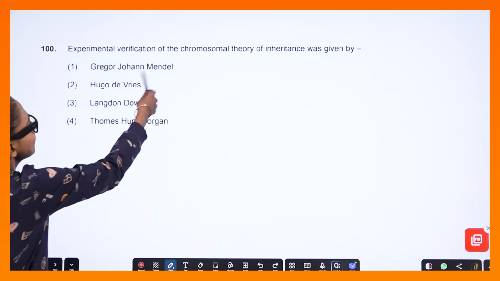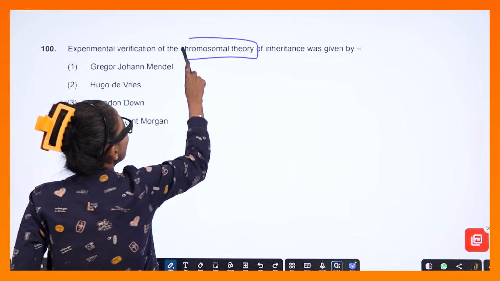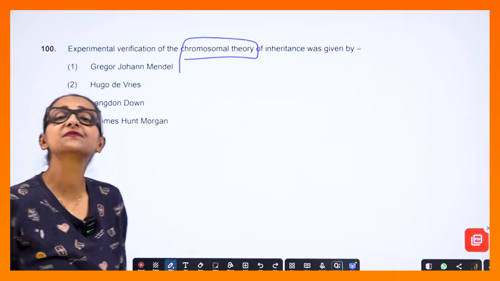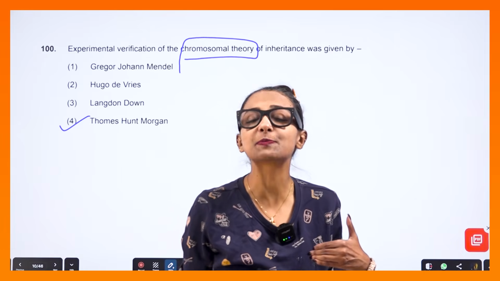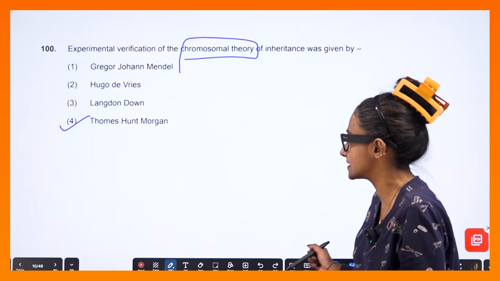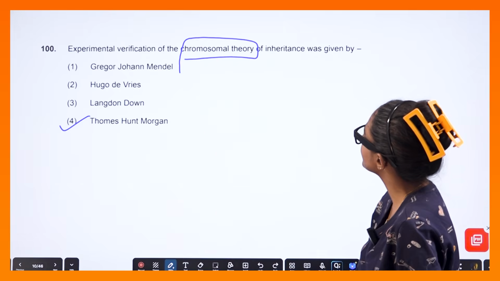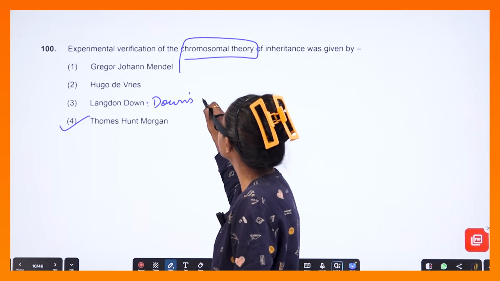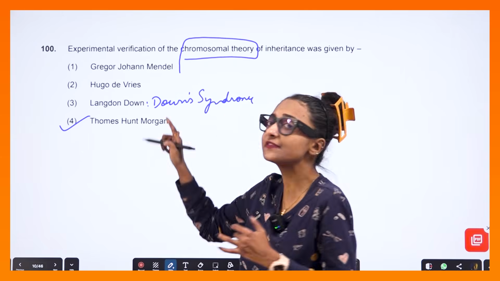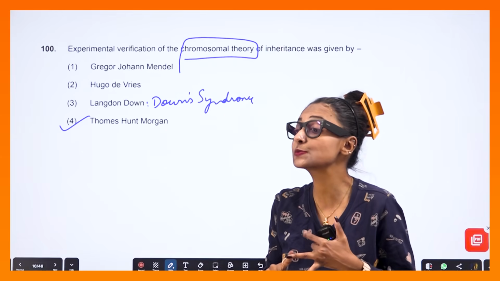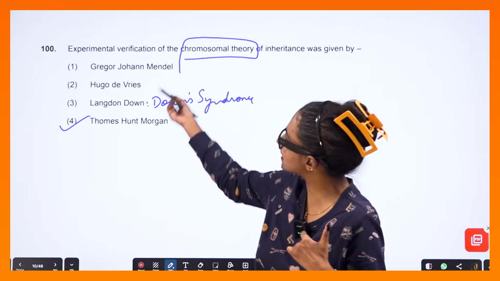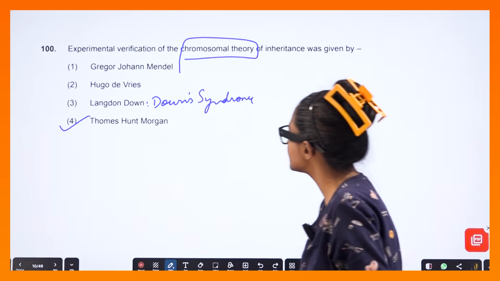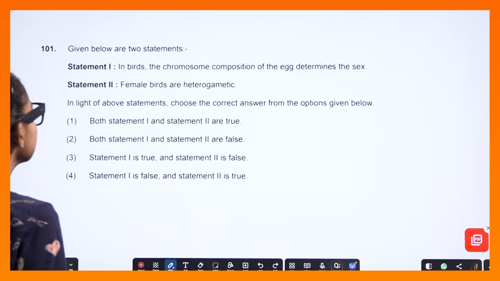Let's move on. Experimental verification of the chromosomal theory. This is based on a PYQ. So it's Thomas Hunt Morgan. Hugo de Vries was responsible for rediscovering the work of Mendel, so that's not it. Mendel, of course, did not work on the chromosomal theory. And this person is associated with understanding Down's syndrome. Hugo de Vries has a role in understanding mutation and the rediscovery of Mendel's work and Mendelian inheritance. So the above three are not correct. Thomas Hunt Morgan.